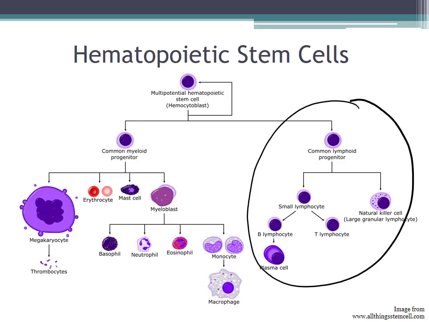Specifically for these lectures, we're going to be focusing on the lymphocytes, and you'll also see, of course, that our B lymphocytes will develop into our plasma cells. So when we talk about the plasma cell disorders, realize that these are also still B lymphocyte disorders.